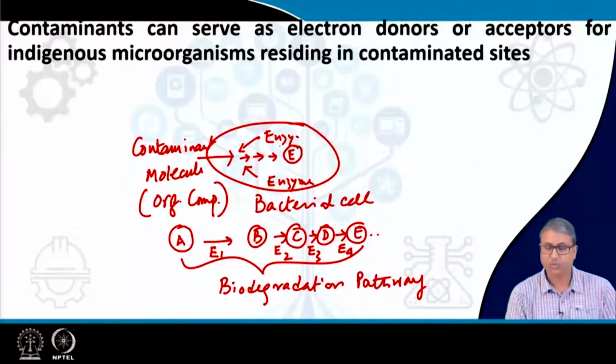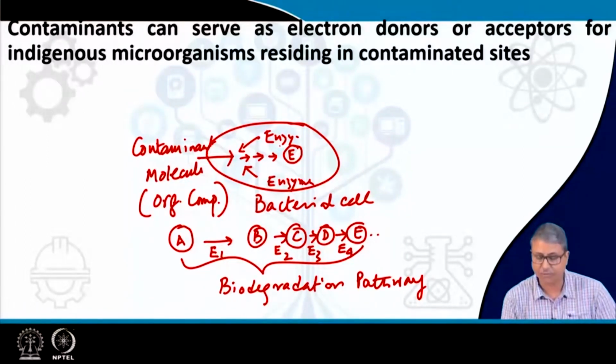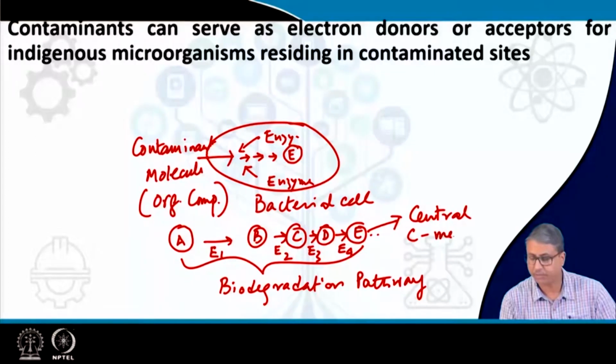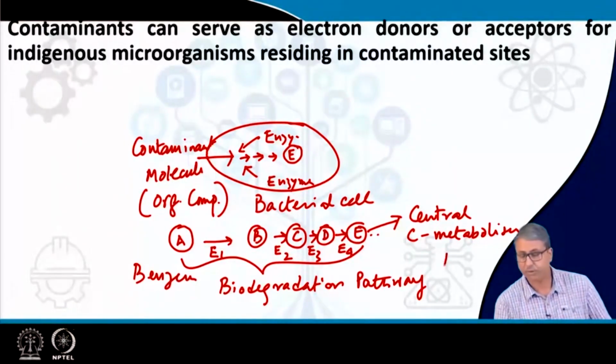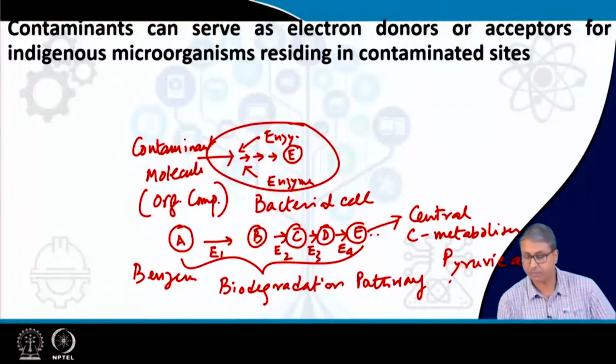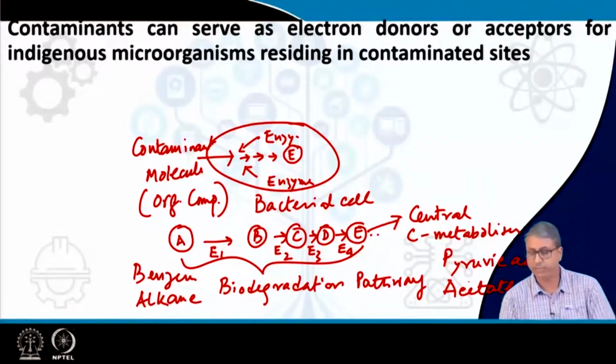So, this E could be an important resource for the cell itself, and often it has been found that these are part of the component of what we call central carbon metabolism. So, how about this example, that if we start with, let us say, the benzene molecule, and we end up with pyruvic acid, or sometimes maybe acetate. So, we start with some alkane molecule and we end up with acetate.